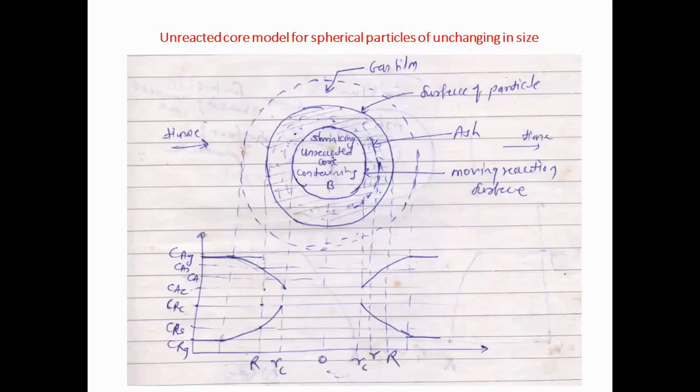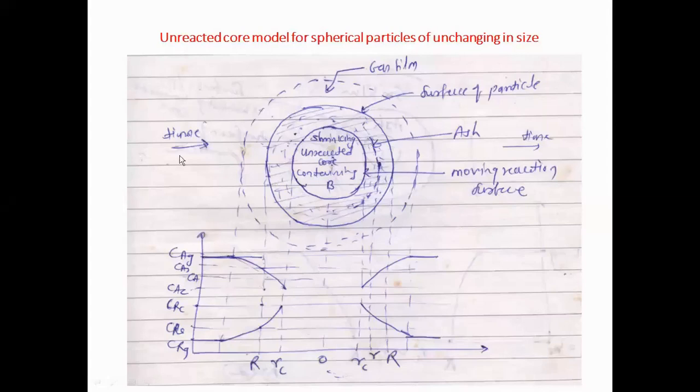In the same way here, a gas film is formed on the surface of the solid. So there are three layers: this is the gas film, this is the ash layer, and this is the surface of the unreacted core. This is the outer skin of the solid particle, that is, the surface of the particle. The surface of the unreacted core is the moving reaction surface, and this is the ash layer. Now we look at the concentration profile.